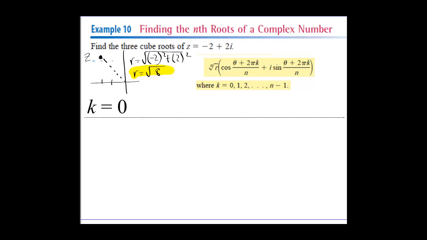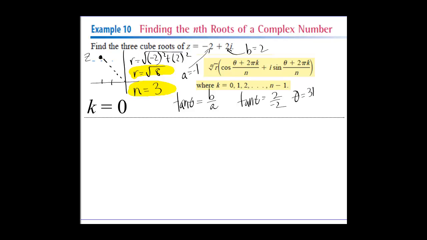Let's give that a quick highlight. My n value, because I'm finding the cube roots, is 3. And lastly, I need to find my value of theta. We know that tangent of theta is equal to b over a, where my b value is 2, my a value is -2. So tangent of theta equals 2 over -2. So for what value of theta does tangent come out to -1, knowing that you're in the second quadrant? So theta must be 3 pi over 4, or theta is 135 degrees.